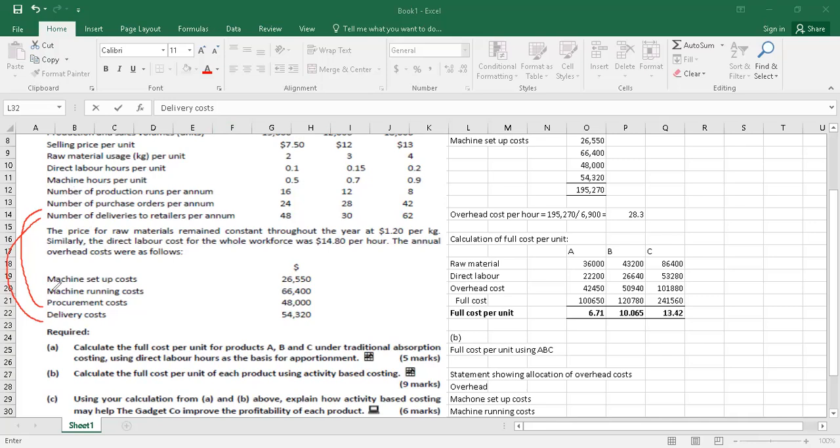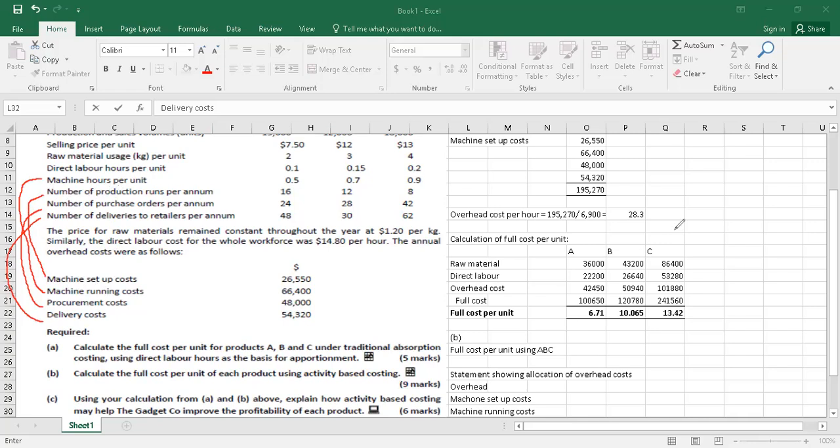Number of production runs per annum will be for machine setup cost. Machine running is the number of hours it was run. The machine ran for that many hours, so that way we can connect it. Machine setup is the number of production runs that took place. The machine was run for how many hours? So machine hours would go as the appropriate one.